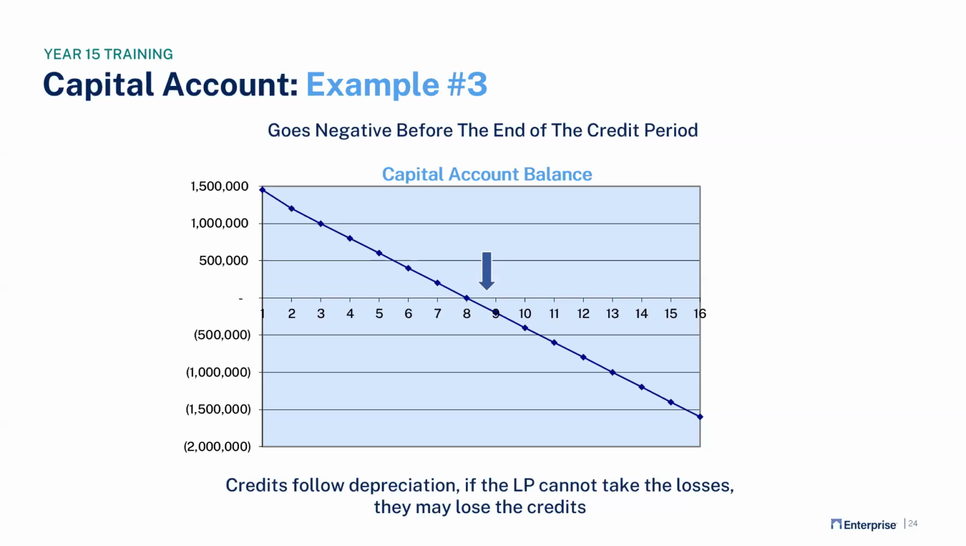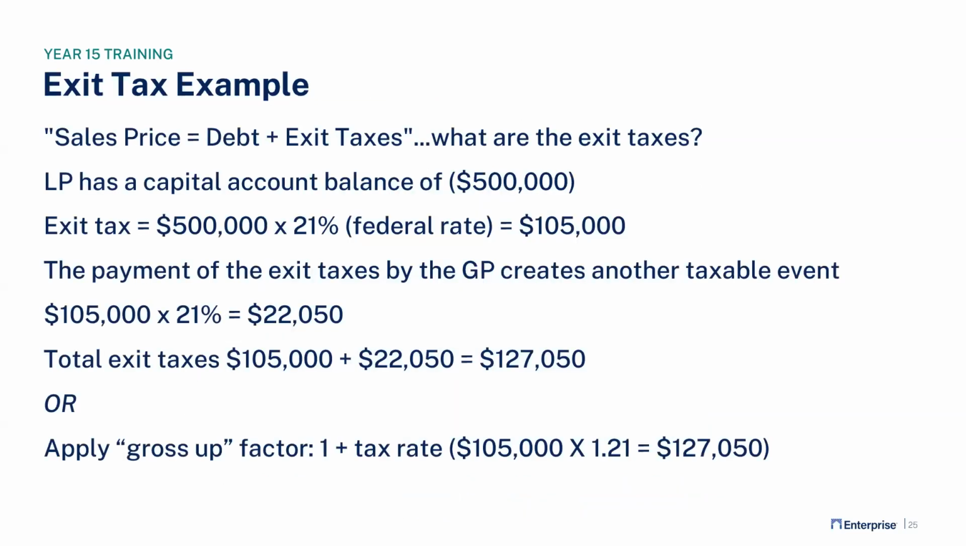Let's go to the next slide. This is an example of how to calculate exit taxes. Not going to read through the example verbatim, but basically your sales price equals the debt plus exit tax. And in this example, you see the limited partner's capital account has a negative balance of $500,000. So you would take that $500,000 and multiply it by the federal rate. In this case, it's 21%. And that would give us $105,000 of exit tax.